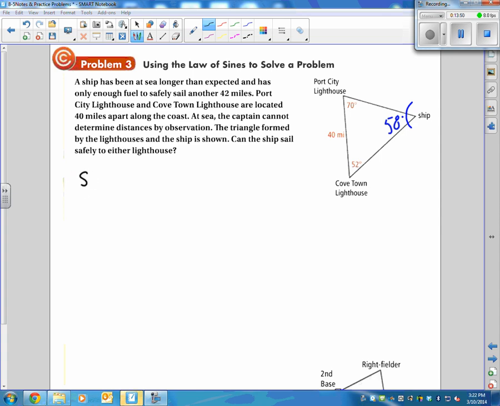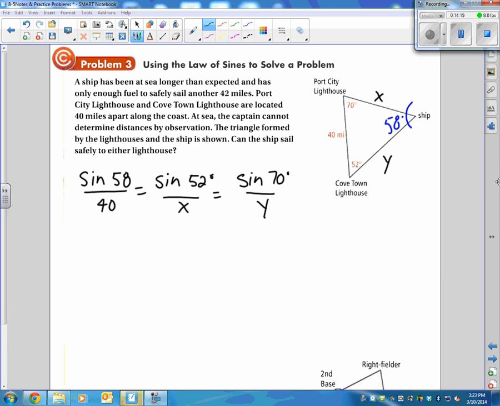So I'm going to say that the sine of 58 degrees over 40 is going to be equal to, and I'm just going to go ahead and label these X and Y so that I have something to hang on to as I'm setting these up, the sine of 52 degrees over X, which is going to be equal to the sine of 70 degrees over Y. And of course, we'll have to solve these one at a time.